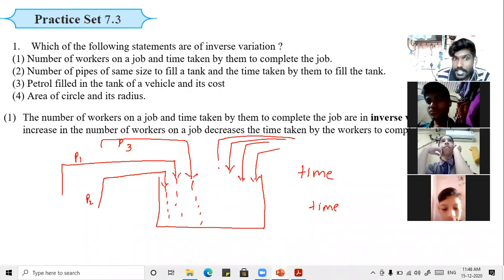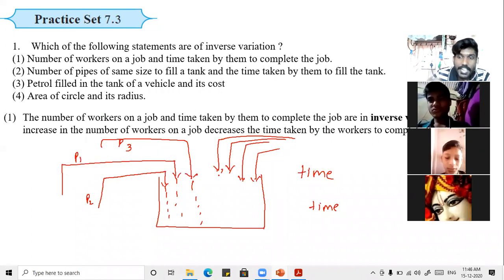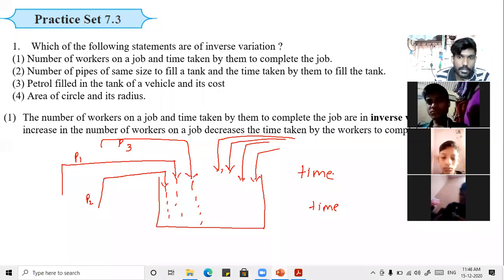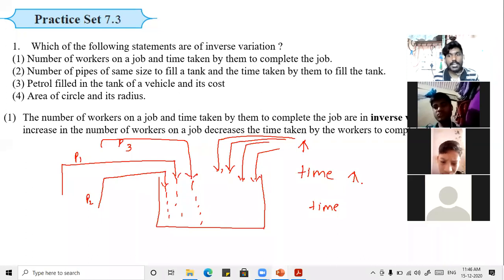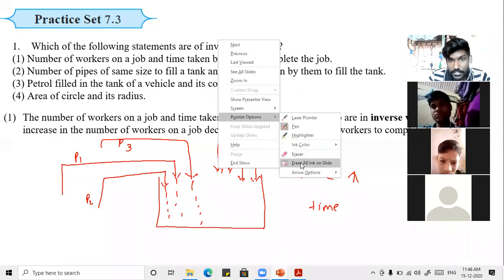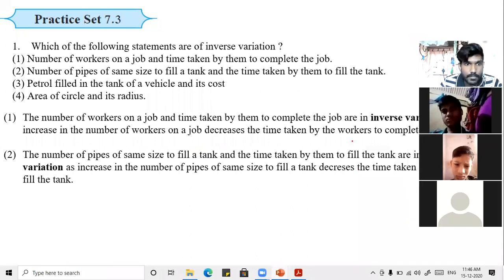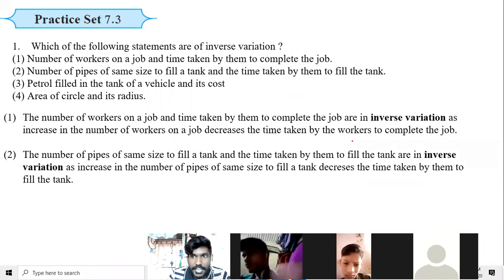I am increasing the number of pipes. Direct proportion, direct variation. Yeah, direct variation. You are increasing the number of pipes, so the tank is getting filled faster. As the number of pipes increases, the time that the tank will take to fill becomes shorter. So this is an example of direct variation. Okay, here I wrote inverse by mistake, but it is an example of direct variation.